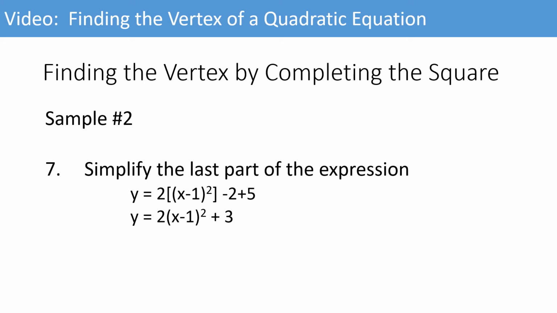Now we can clearly see the vertex form of the equation. So the vertex will be (1, 3). Now remember to change the sign: from negative 1 in the bracket, the vertex becomes plus 1.